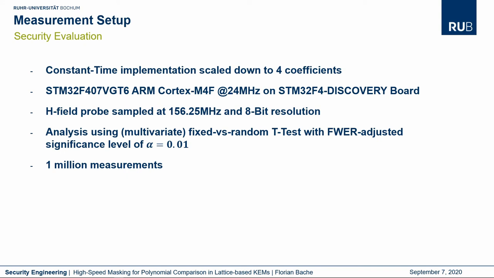The measurements were collected using an EM probe, which was sampled with an oscilloscope at a sample rate of around 150 megahertz and with 8-bit resolution. The analysis metric we used is fixed versus random t-testing with a significance level of 0.01. We collected up to 1 million measurements for the analysis.